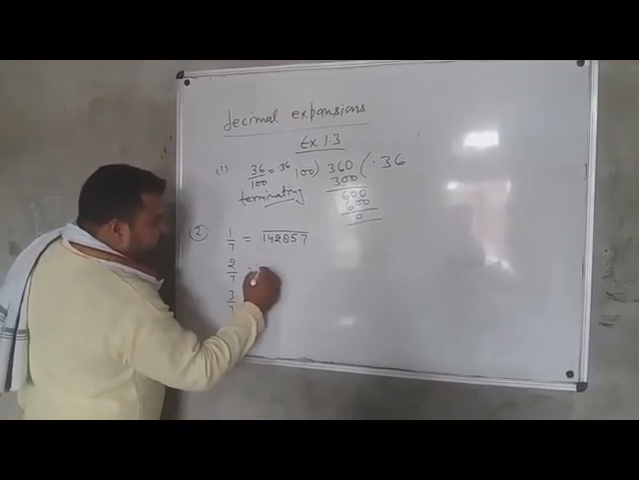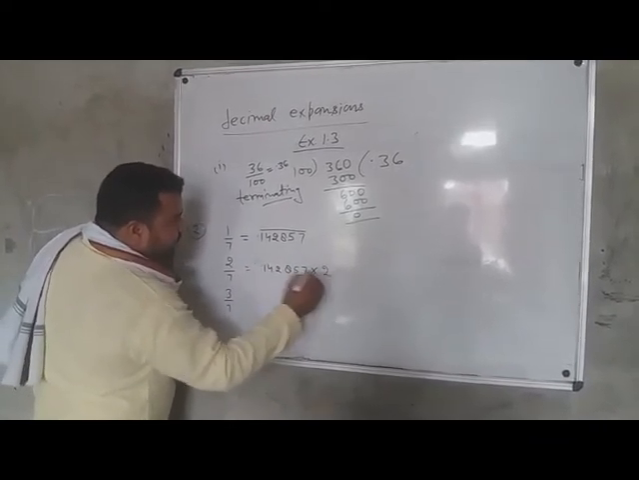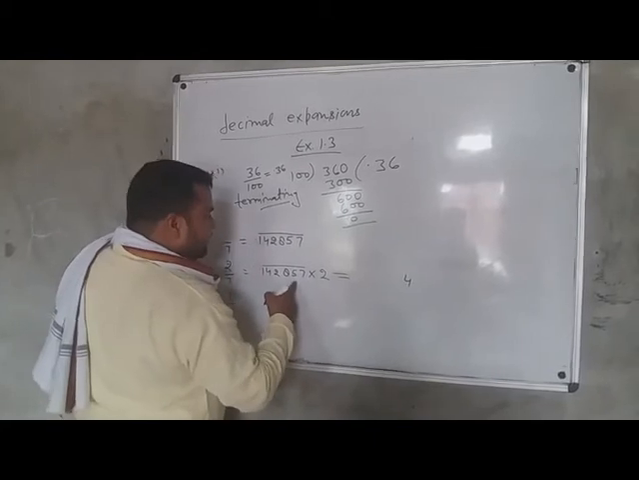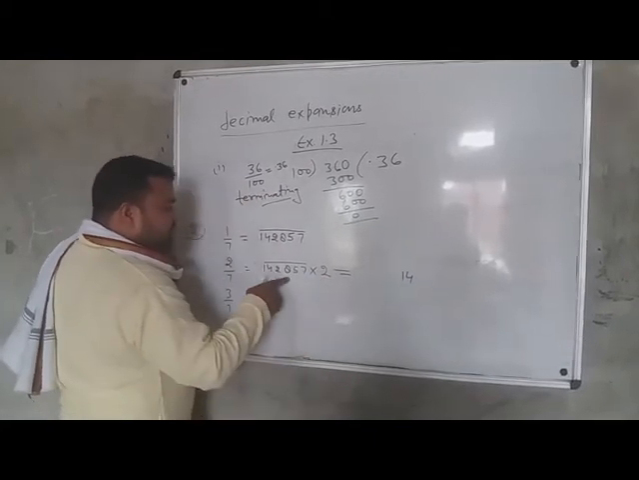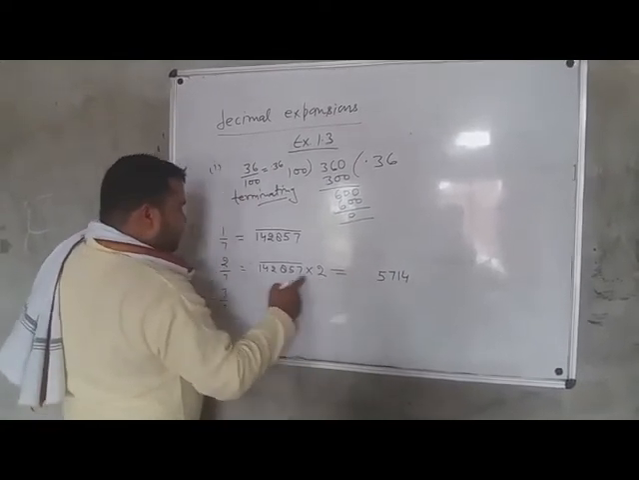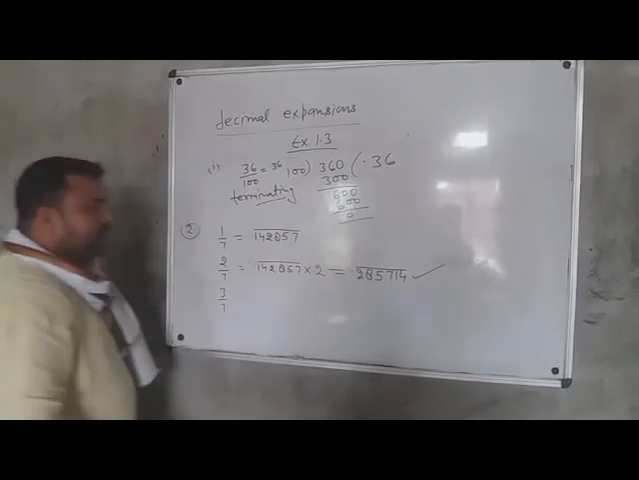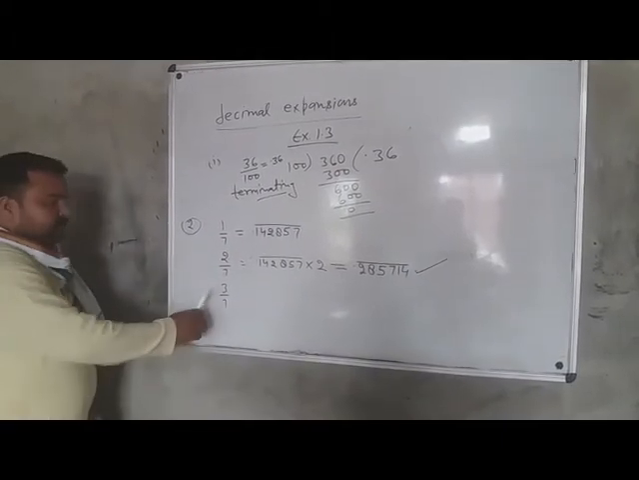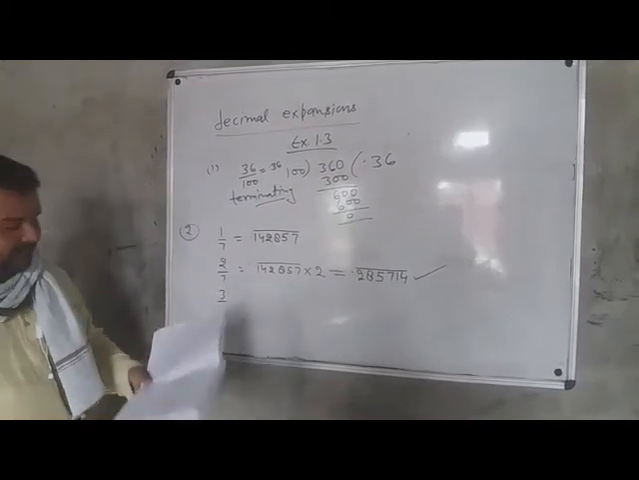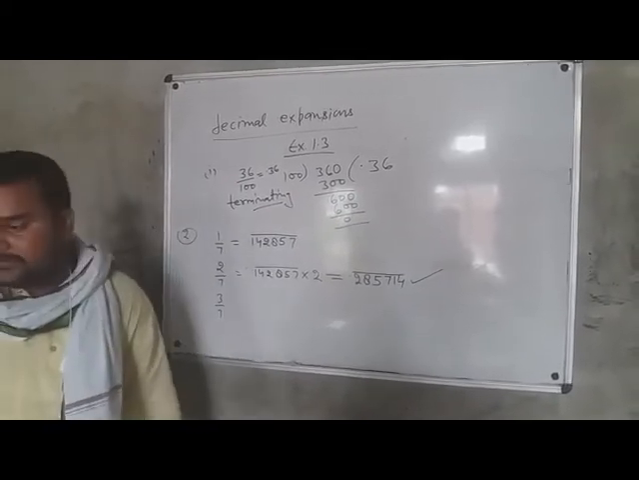To solve this, we take 0.142857 into 2. 2 7s are 14, carry 1; 2 5s are 10, 11, carry 1; 2 8s are 16 and 1, 17, carry 1; 2 2s are 4, 1 is 5; 2 4s are 8; 2 1s are 2. So this is the answer. Similarly, multiply with 3, 4, 5, 6 for 3 by 7 and so on, and you will get the answer. Please take a screenshot, I am going to erase.